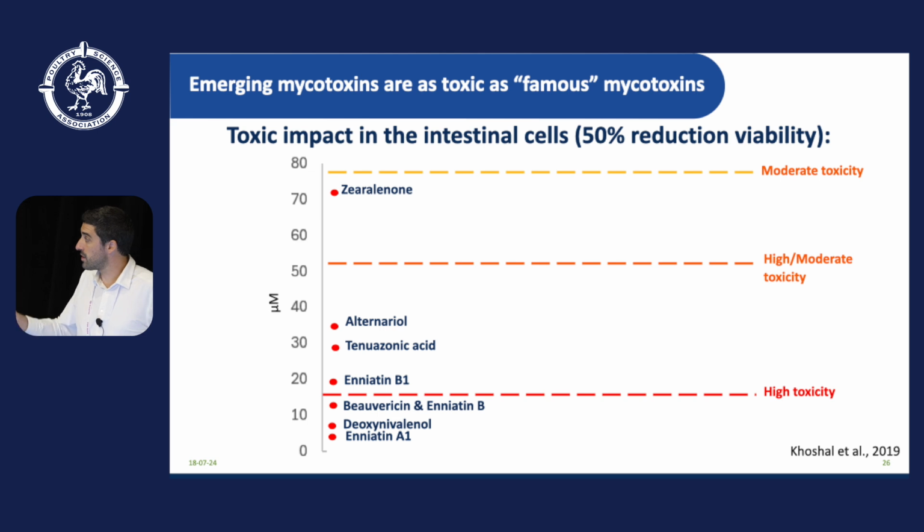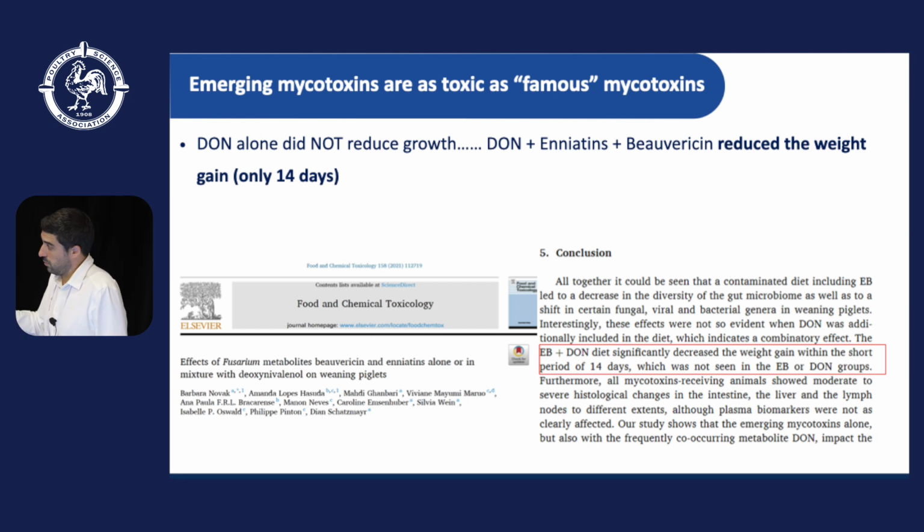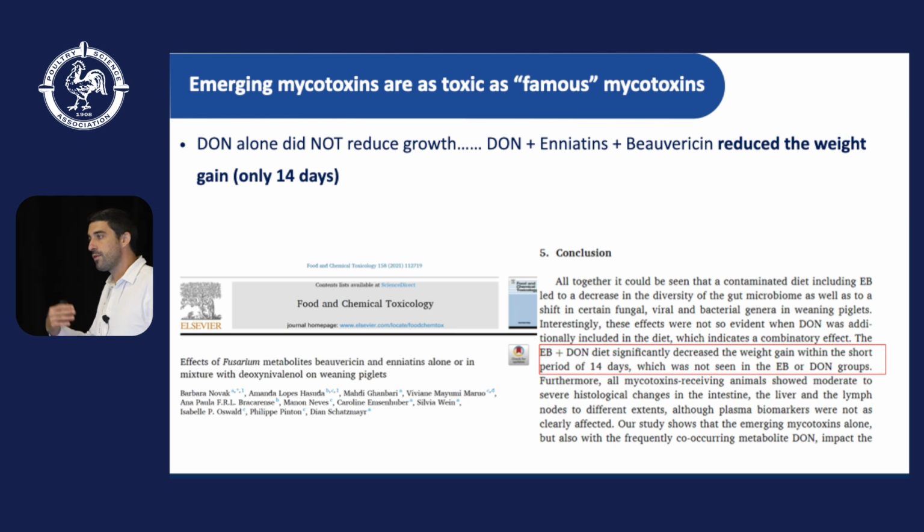For example, one scientific study evaluated the toxicity of these mycotoxins for intestinal cells. We know that DON is highly toxic for the intestinal tract. Enniatin A1 is even more toxic than DON for the intestinal cells. Or beauvericin and enniatin B, also highly frequent mycotoxins, are also considered highly toxic, and they can co-occur most of the times. And also, one recent study demonstrates the importance of including emerging mycotoxins in the routine analysis.